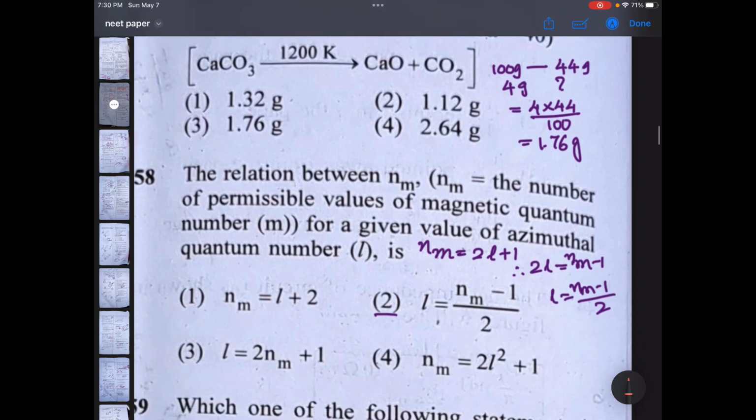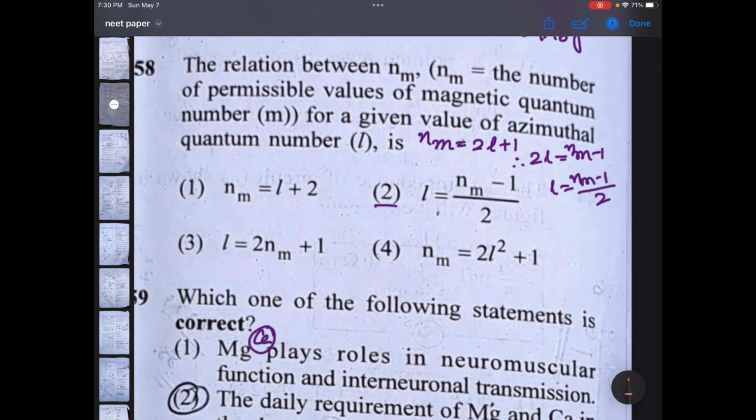1.76. The relationship between the magnetic quantum number and the azimuthal quantum number: the number of values is equal to 2L plus 1. So 2L is equal to Nm minus 1, or L is equal to Nm minus 1 by 2. So option 2 I mentioned here.